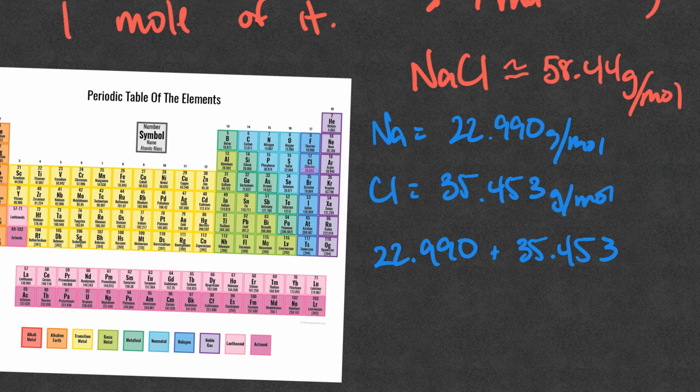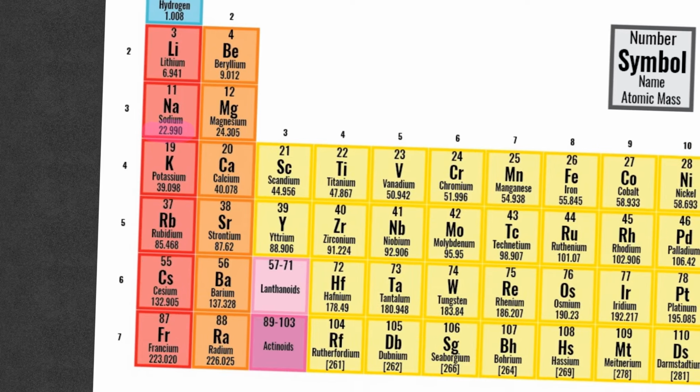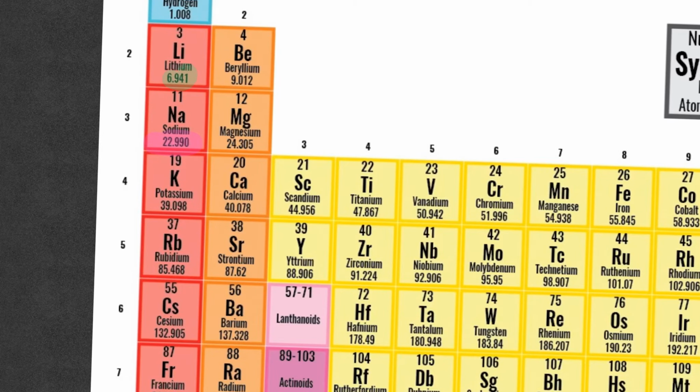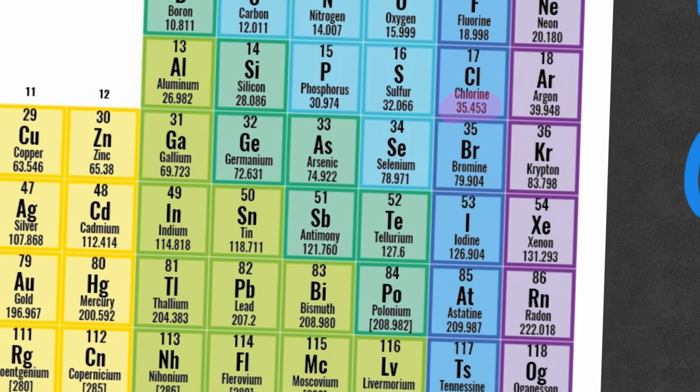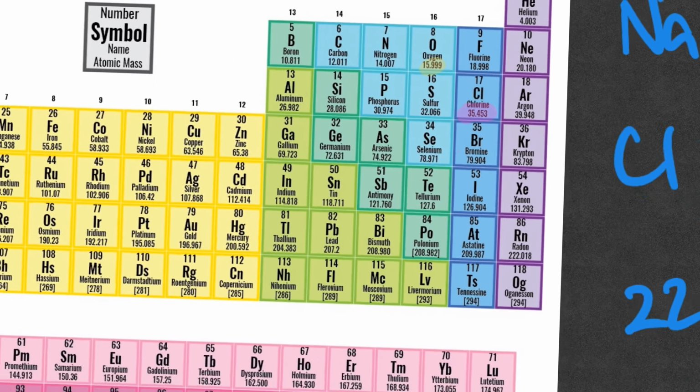All right, let's look at another example. Let's say we're trying to figure out the molar mass of lithium oxide. Once again, the molar mass of a compound is simply the sum of the elements that make it up. So you look at the periodic table, and you'll find that lithium has a molar mass of 6.941. You also find that oxygen has a molar mass of 15.999. And you'll just simply add them up.